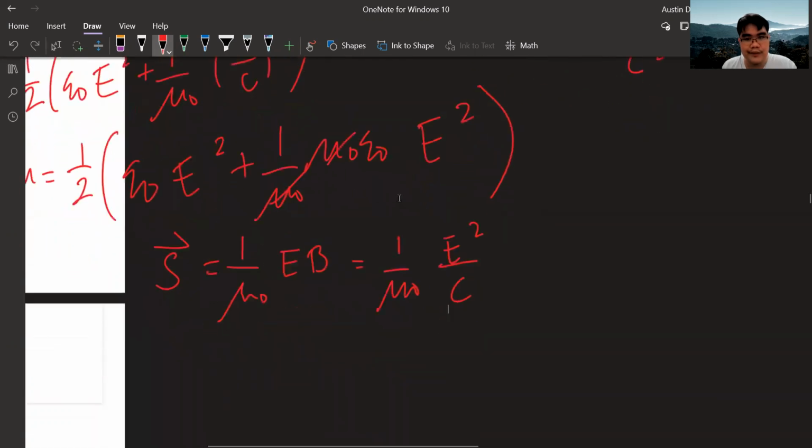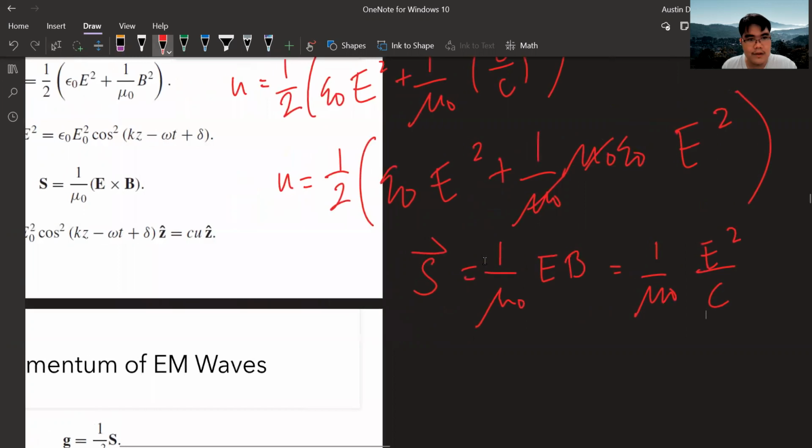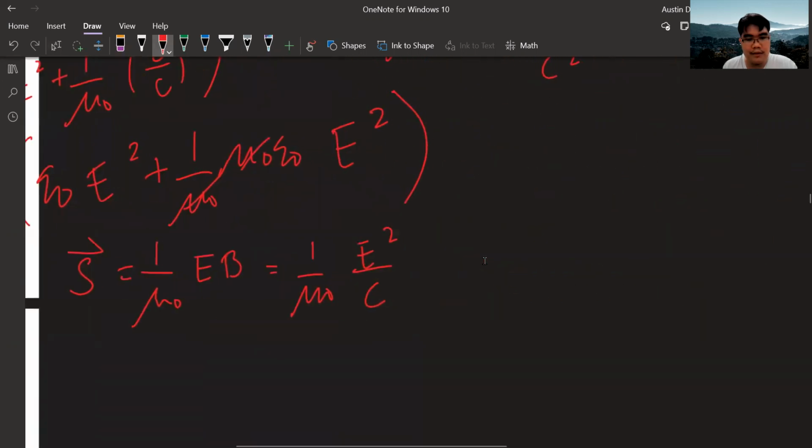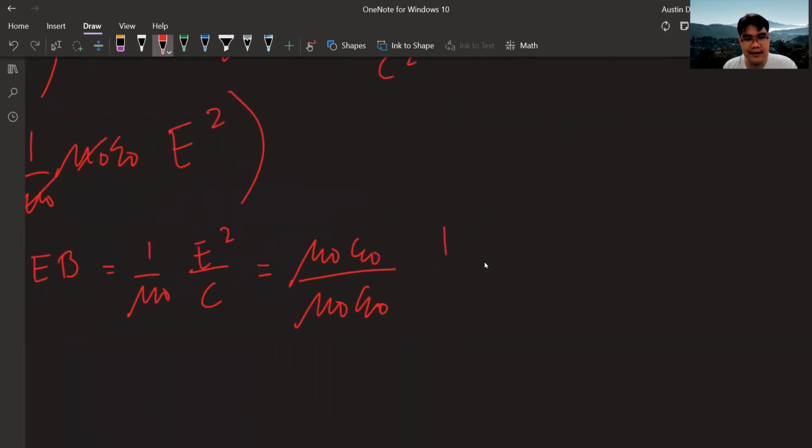Tapos, multiply ako ng mu naught epsilon naught. Extra factor lang to. Ano ba mu naught epsilon naught? 1 over c squared. This is B squared. Okay. Para lang ma-simplify natin na maganda.